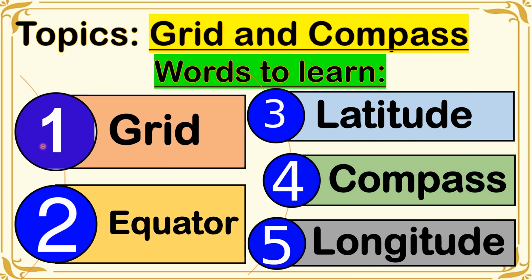So these are the 5 words that can help us better understand our topic for this week. Let's read them again from numbers 1 to 5. Grid, equator, latitude, compass, and longitude.